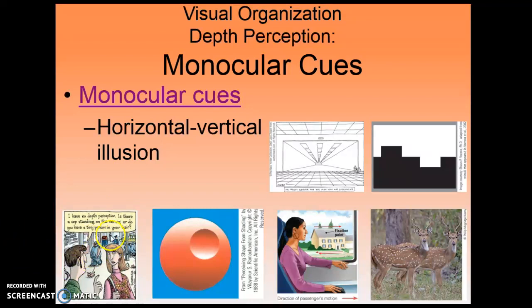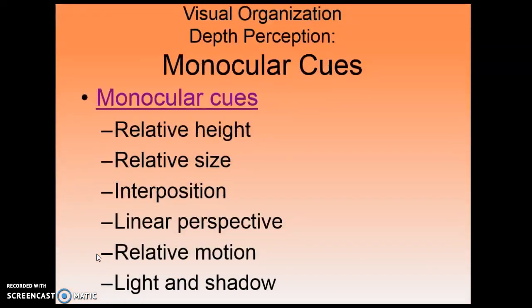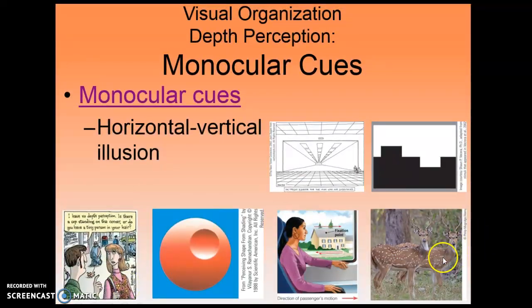Depth perception. Interposition. Interposition is this image right over here as the example. Interpose means to come between. If one object partially blocks our view of another, we perceive it as closer. So obviously our brain perceives this deer as closer than that one.